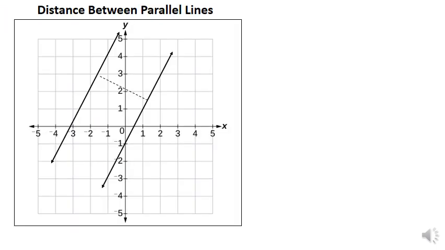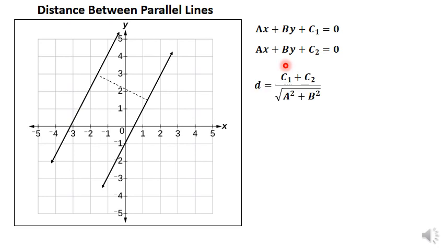Okay, so given two parallel lines, lines are considered parallel if their slopes are equal. So if one line is ax plus by plus c1 is equal to 0, then the equation of the other line can be written in this form, ax plus by plus c2. Meaning, if the two lines are parallel, then they can always be expressed as having the same coefficients in x and y. The distance between these two lines is determined using this formula.